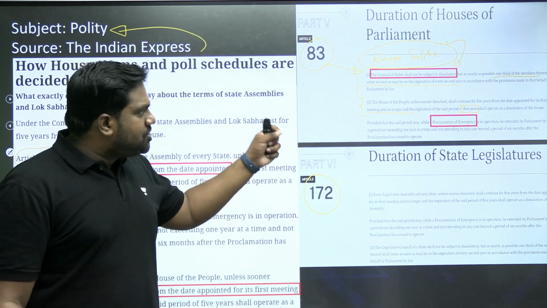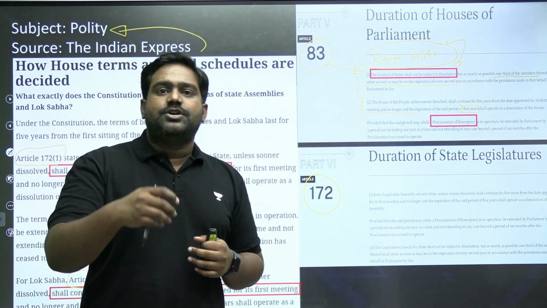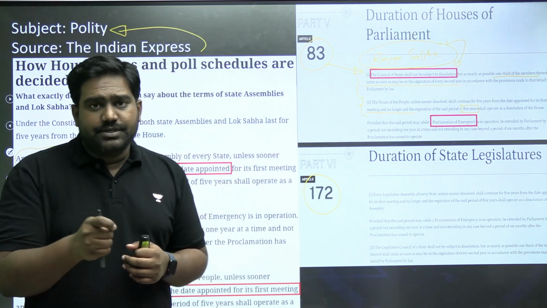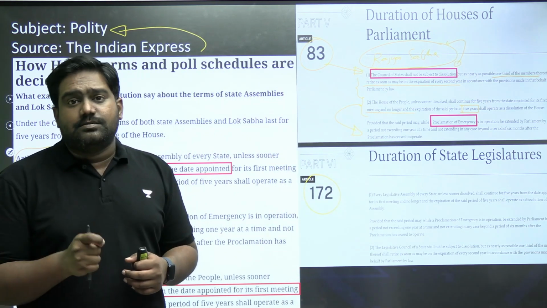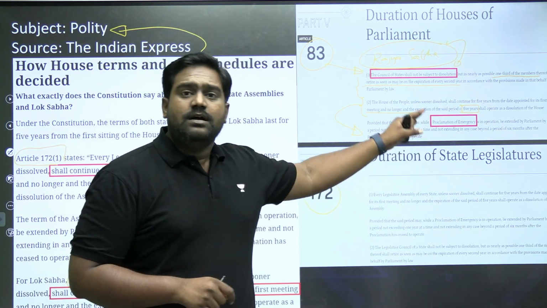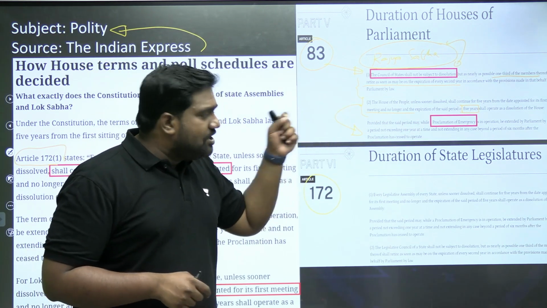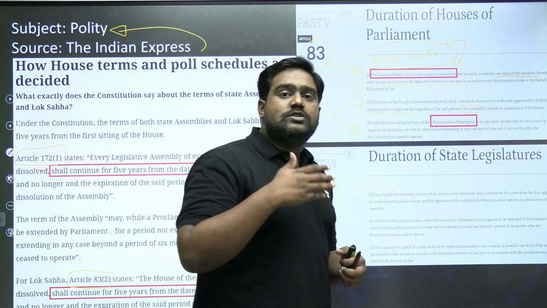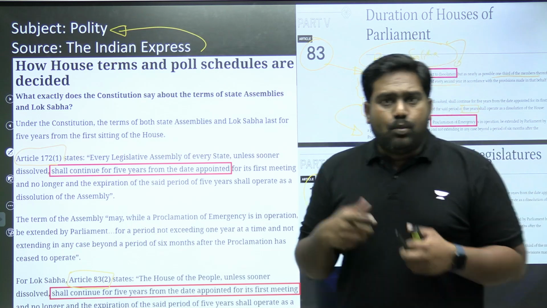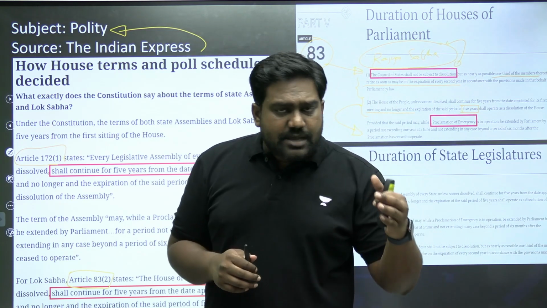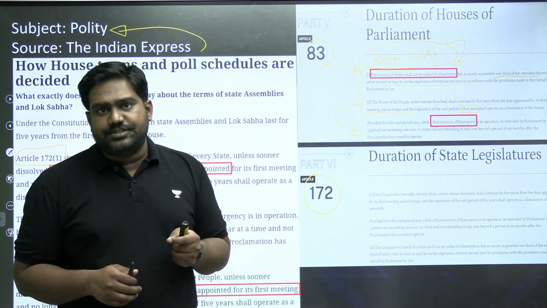From the date on which it meets for the first time, the duration of Lok Sabha extends to a maximum of 5 years. And it can only be extended under exceptional circumstances, such as when there is a national emergency which has been proclaimed. If there is a proclamation of emergency, then Lok Sabha's tenure can be extended up to 1 year at one time. And once the emergency is revoked, it has to cease to exist within 6 months.